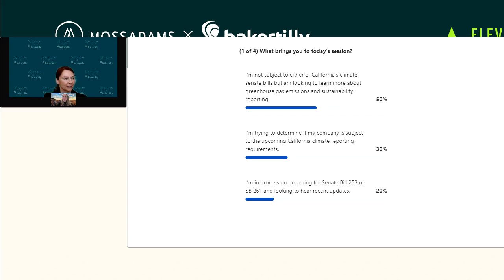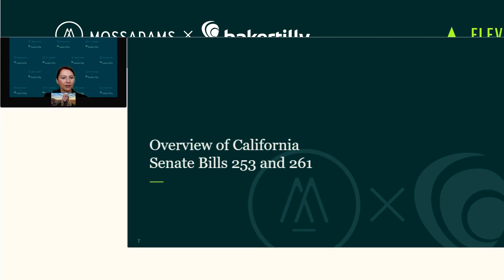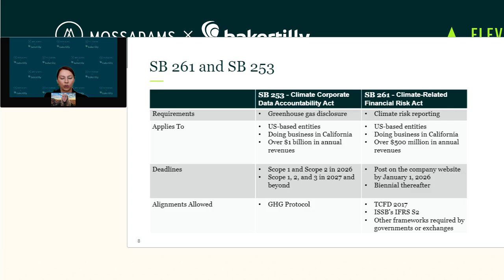All right. So with that, we're going to jump into our content for today. We're going to provide a brief overview on these two bills for all those folks that aren't familiar with them. And then, I'm sure many folks are familiar with them, but need a quick refresher on what these bills truly mean. So this slide provides that high-level overview of the SB 253 as well as SB 261 climate disclosure laws.